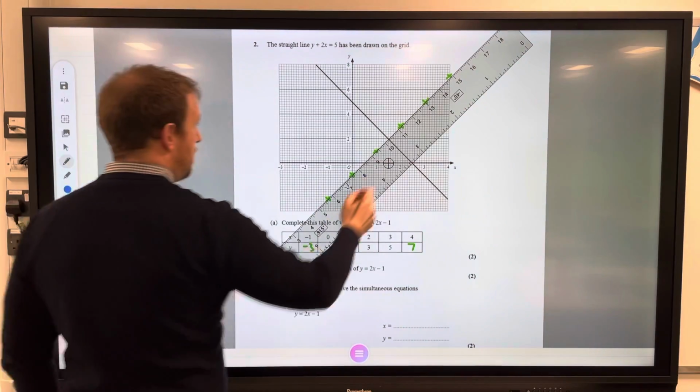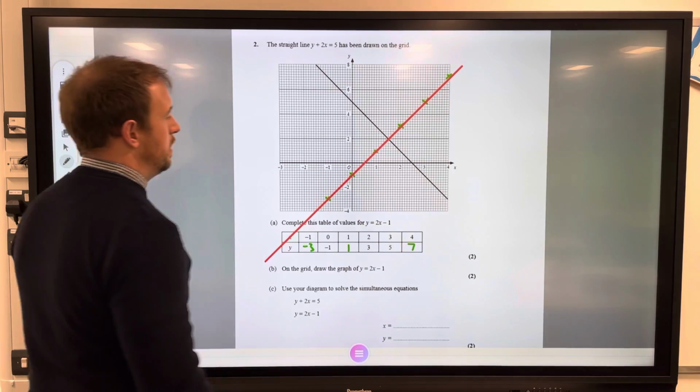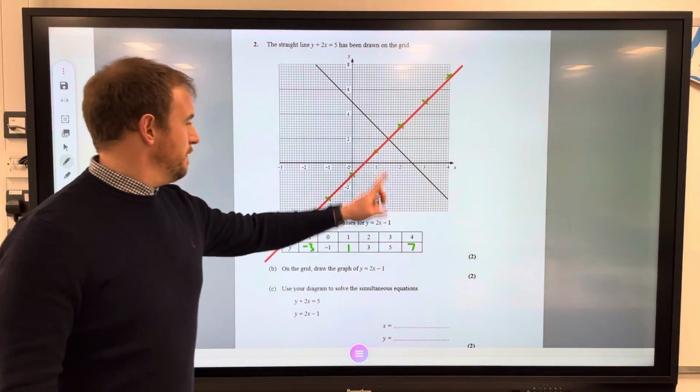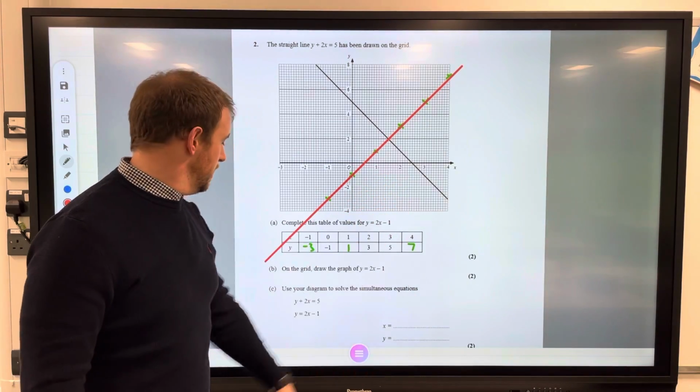Like so, red pen, straight through. On the grid, draw the graph. I've done that. I've got 4 marks in the bag already. I haven't done anything very difficult yet.